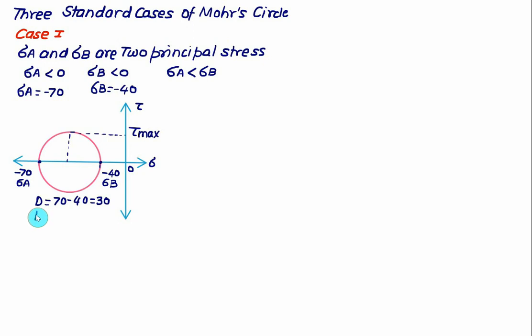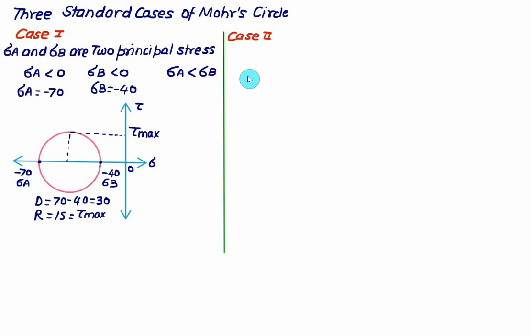And we have radius equal to 15, which is equal to tau max. So we know the principal stresses and the value of the shear stress. So when both the principal stresses are negative, the Mohr circle will lie to the left hand side of the shear stress axis. Second case, we'll take one value of the principal stress as positive and the second value as negative.